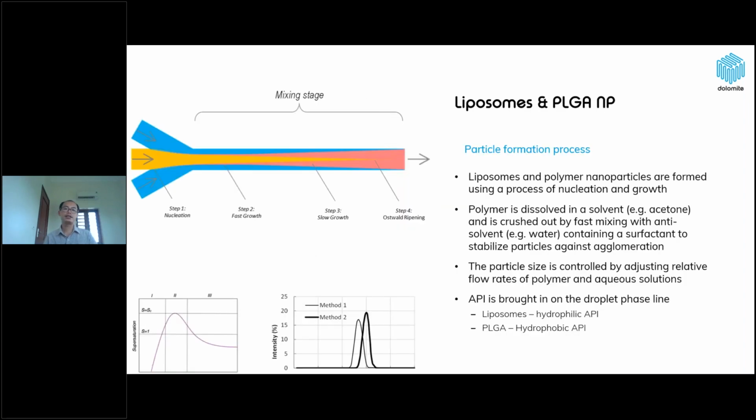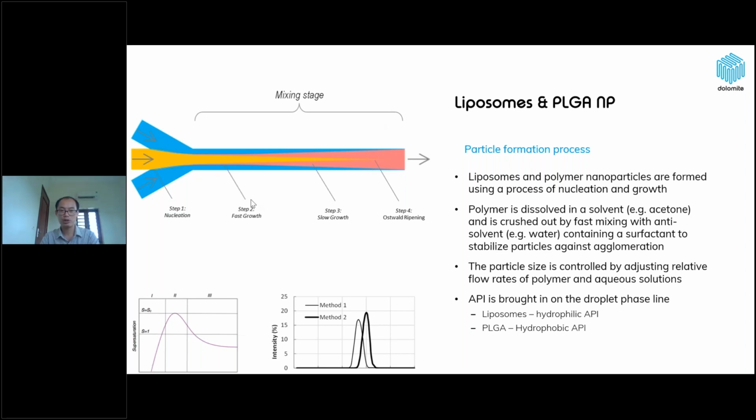The next example for particle generation is nanoparticles, liposomes and PLGA nanoparticles. In this case, we will use the flow focusing method for making nanoparticles. The liposomes or PLGA nanoparticles are formed using a process of nucleation and growth. Here we make a stream of the polymer dispersed in solvent and the continuous phase like water, and make a laminar flow.